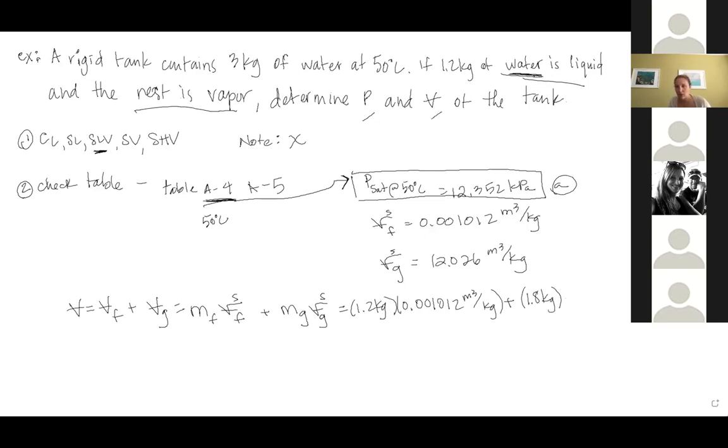And then this is going to be multiplied by our specific volume for vapor, 12.026 cubic meter per kilogram. Checking the units, we're going to be left with units of cubic meter, and we're adding those to units of cubic meter. That works. That's total volume. So plugging and chugging, this gets to be 21.65 cubic meters, which is the size of the tank.